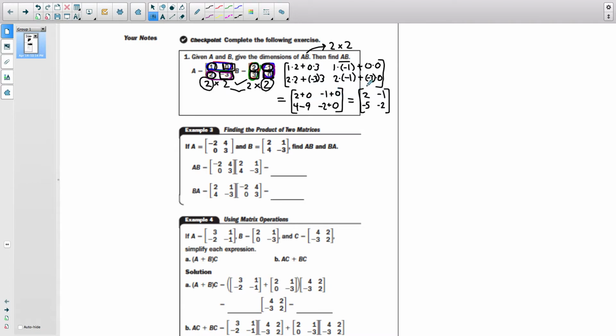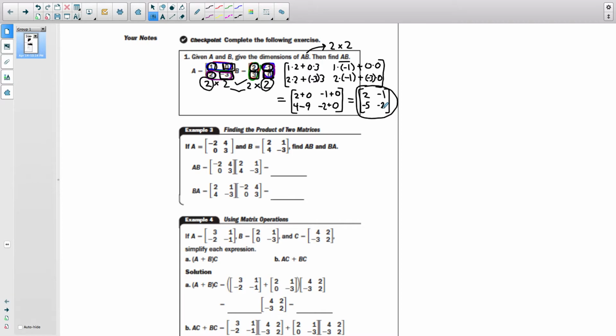All right, and then this will be my final answer. And the answer should have been a 2 by 2 matrix, and it is. It has 2 rows and 2 columns. Okay, so that is how you multiply 2 matrices.